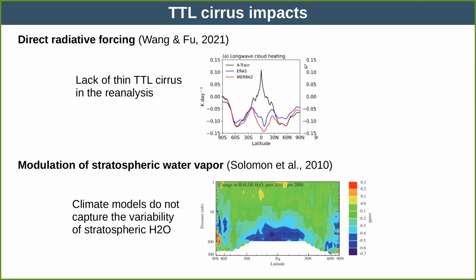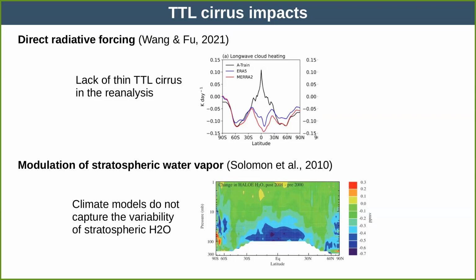On another topic, regarding the modulation of stratospheric water vapor, here is a picture from an article of 2010 from Solomon et al. They showed that we observed a decrease of 10% in lower stratosphere water vapor content between the last decade of the previous century and the first decade of our century. This is a small decrease, going from 5 ppm to 4.5 ppm, but still it has a significant impact on the climate.